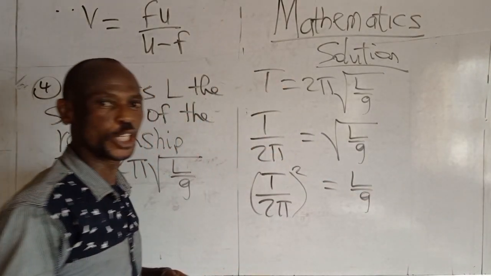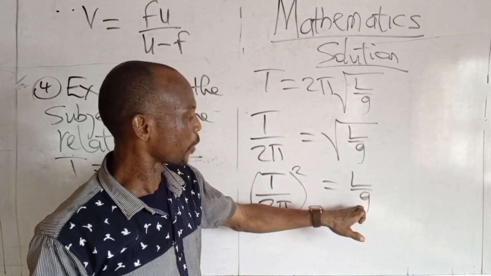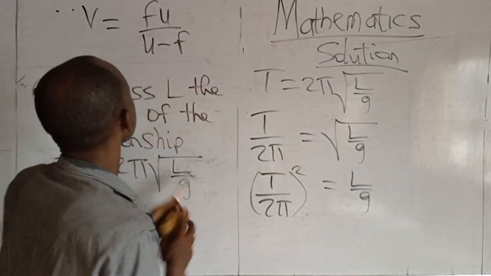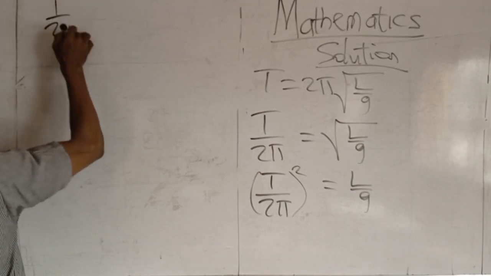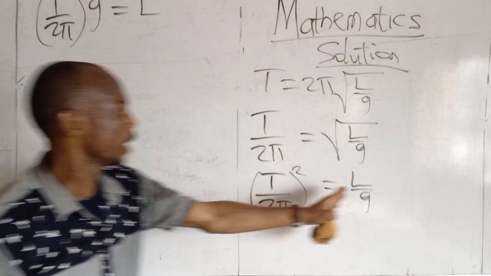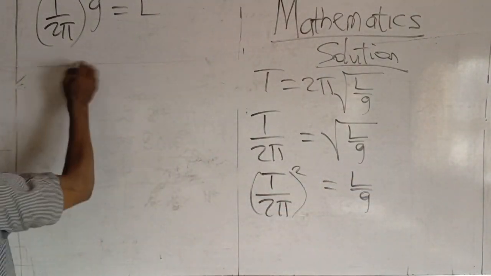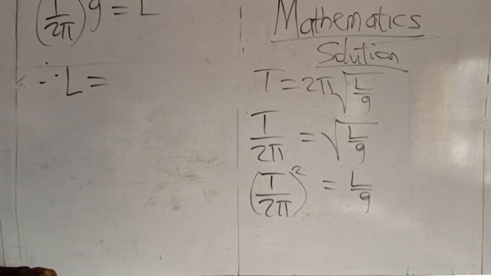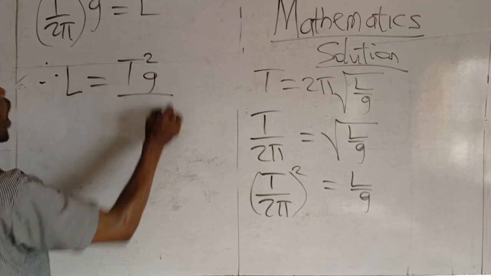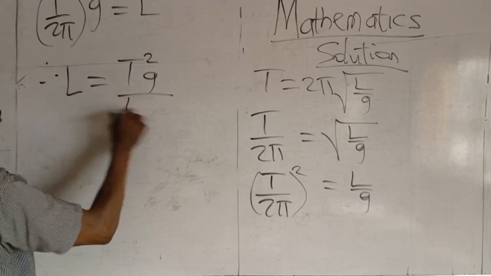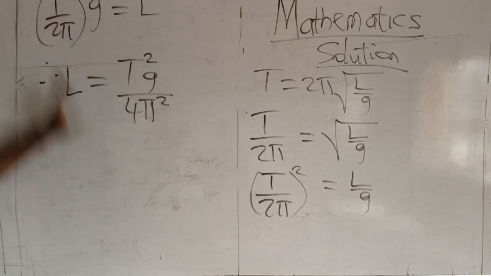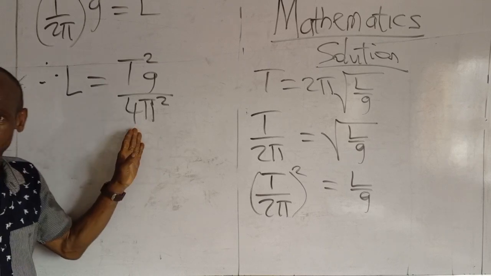L all over G. Now, to pull our G from this place, what do we do? We multiply both sides by G. So it becomes what? T over 2 pi all squared times G is equal to what? L. Because we multiplied both sides by G. So our L as the subject formula can also be written as this. What do we have? T raised to power 2 G all over 2 squared here gives you what? 4 pi squared. Our formula can be in this form or in this form. We have made L our subject formula.